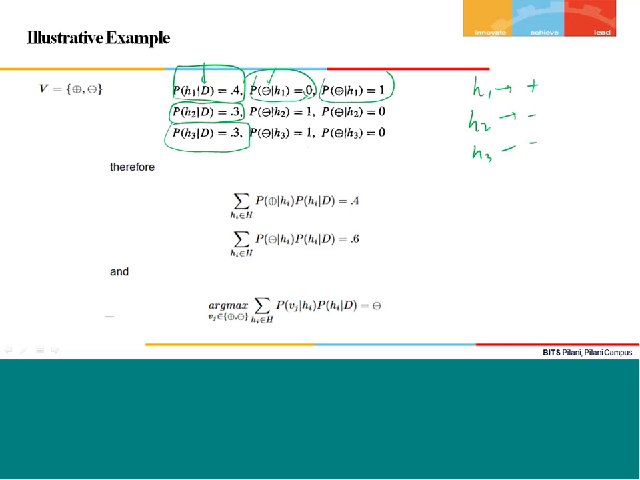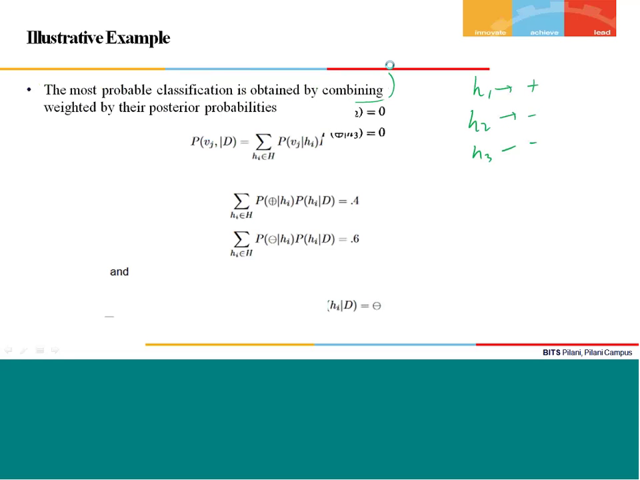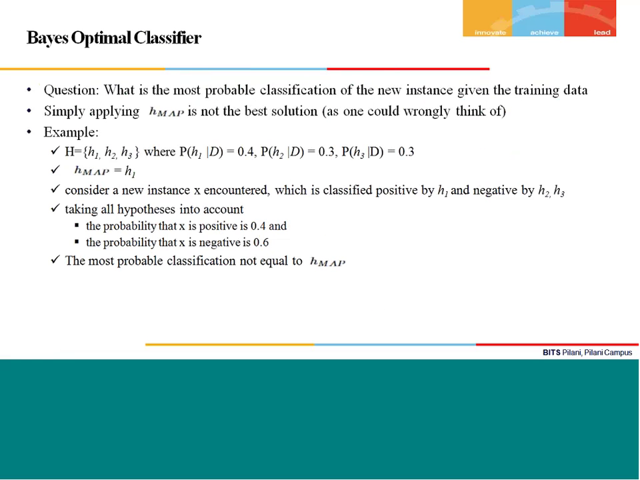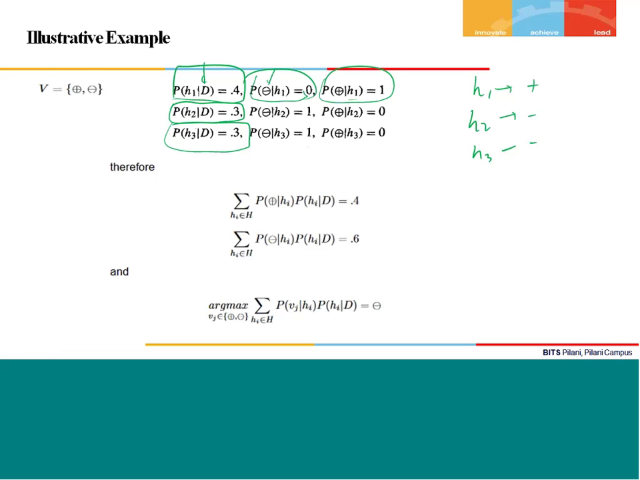What is the probability, given hypothesis H1, that it classifies positive? It's 1, because I already told you that H1 is classifying it as positive, and H2 and H3 are classifying it as negative. So the probability that H1 will classify it as positive is 1. Because H1 classifies it positive, it will not classify it as negative, so the probability of negative given H1 is 0. Similarly, H2 and H3 are classifying negative, so this is 1, this is 1, and the other is 0.